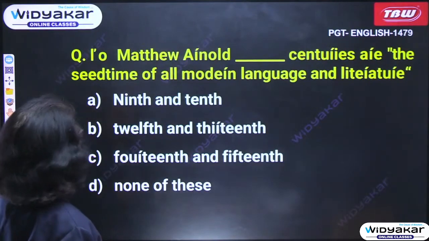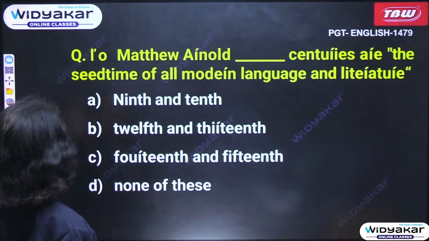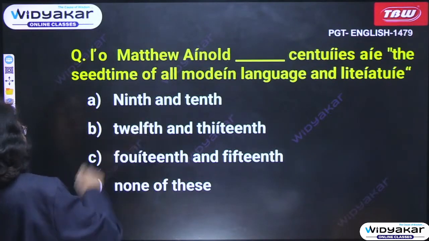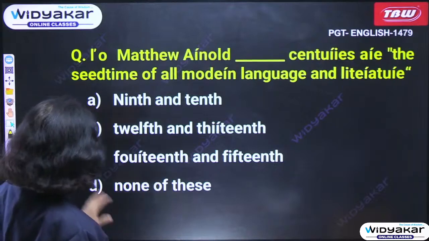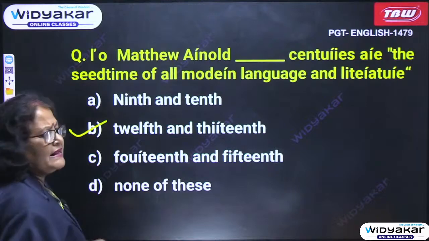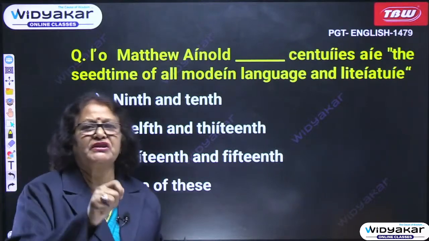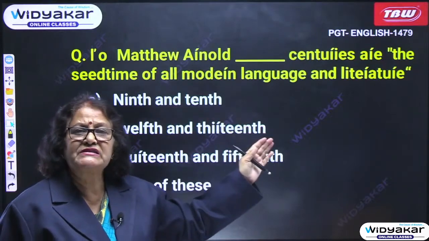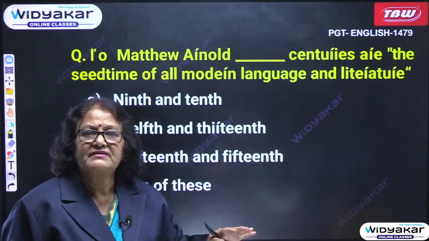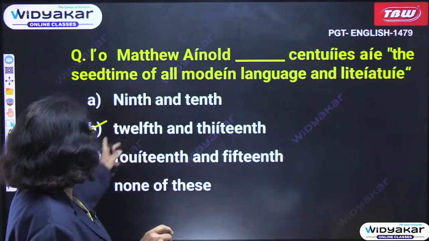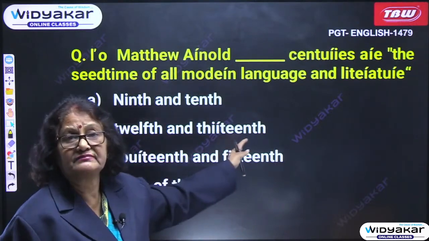For Matthew Arnold, dash centuries are the seed time of all modern language and literature. A 9th and 10th century, B 12th and 13th century, C 14th and 15th century, D none of the above. It is the 12th and 13th century, the origin of all modern language and literature. Then the 14th century, Chaucer. In Europe generally, it is mostly the 12th and 13th century.